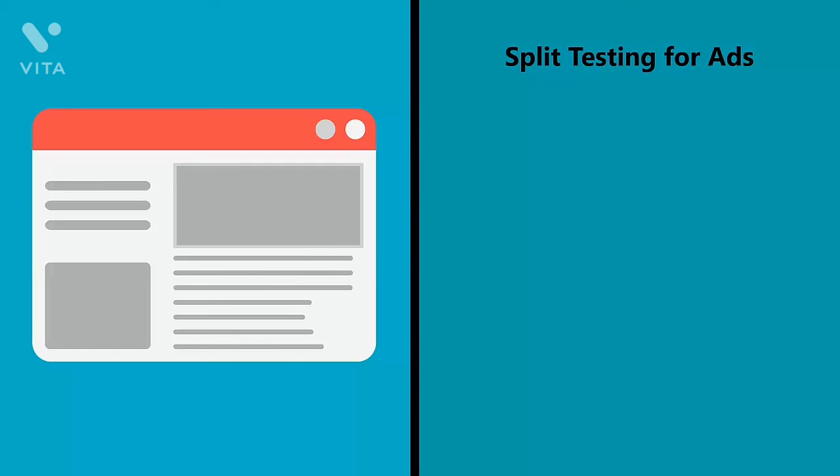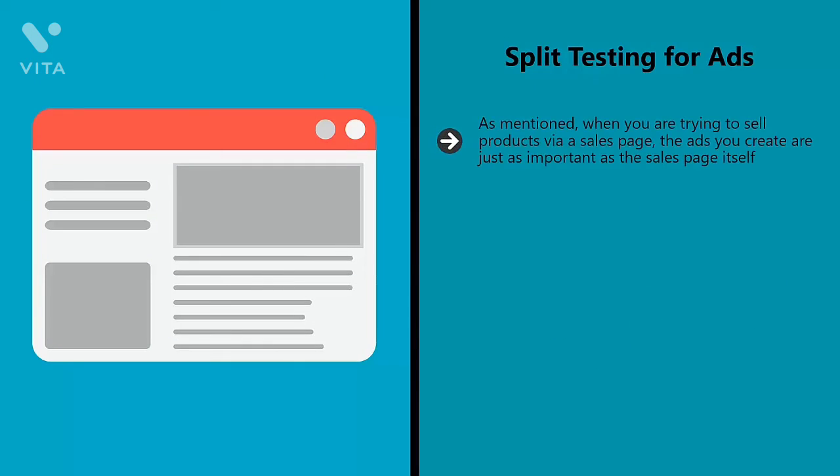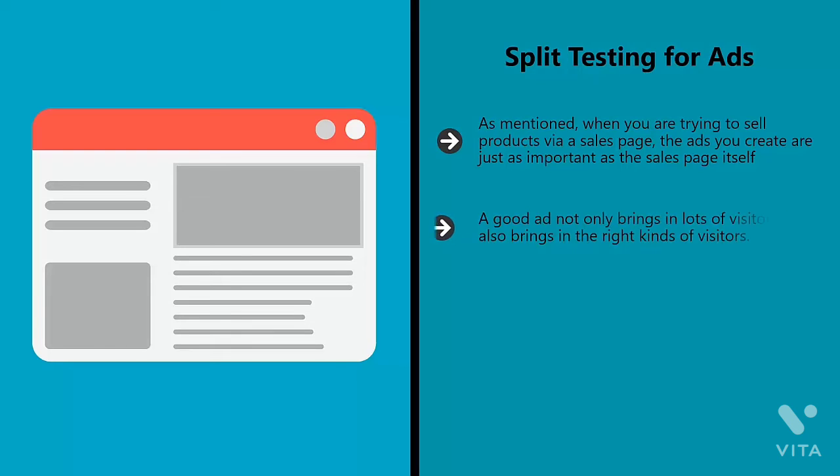Split testing for ads. As mentioned, when you are trying to sell products via a sales page, the ads you create are just as important as the sales page itself. In other words, you need to make sure that when someone lands on your page, they are going to find something that interests them. A good ad not only brings in a lot of visitors, but also brings in the right kinds of visitors. So how do you go about choosing the perfect audience, design, and title for your ad?